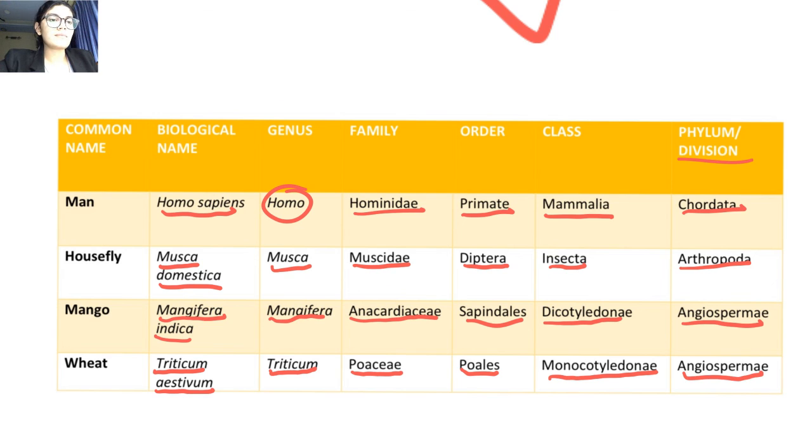Alright? I hope everyone's understood. Just revise it once, okay? This is something you just have to remember. Man, Homo sapiens. House, Musca domestica is the housefly. Mango, Mangifera indica. And wheat is Triticum aestivum.